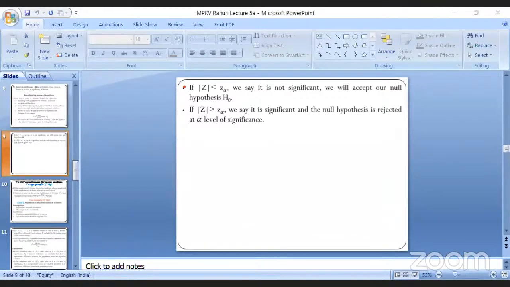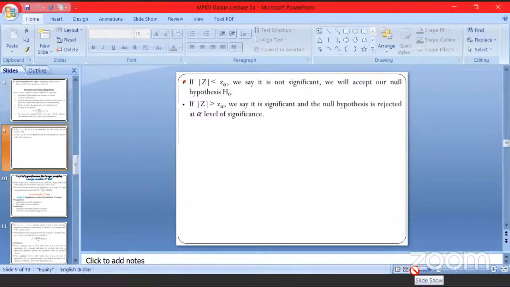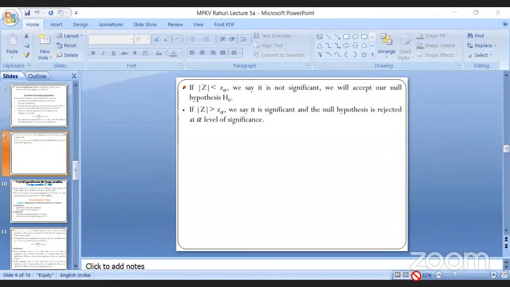No, sir. I think I will close all the things and open again, because this is economics, and economics diagrams and graphs should be done. If I don't do that, then I will not be able to do justice to you. Now is slideshow visible? No, sir. No, sir.